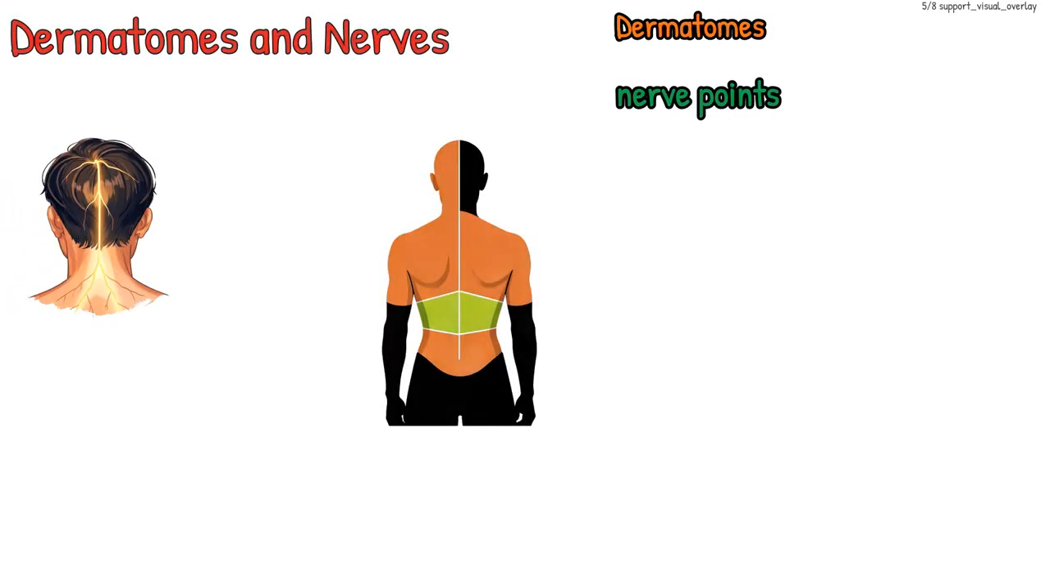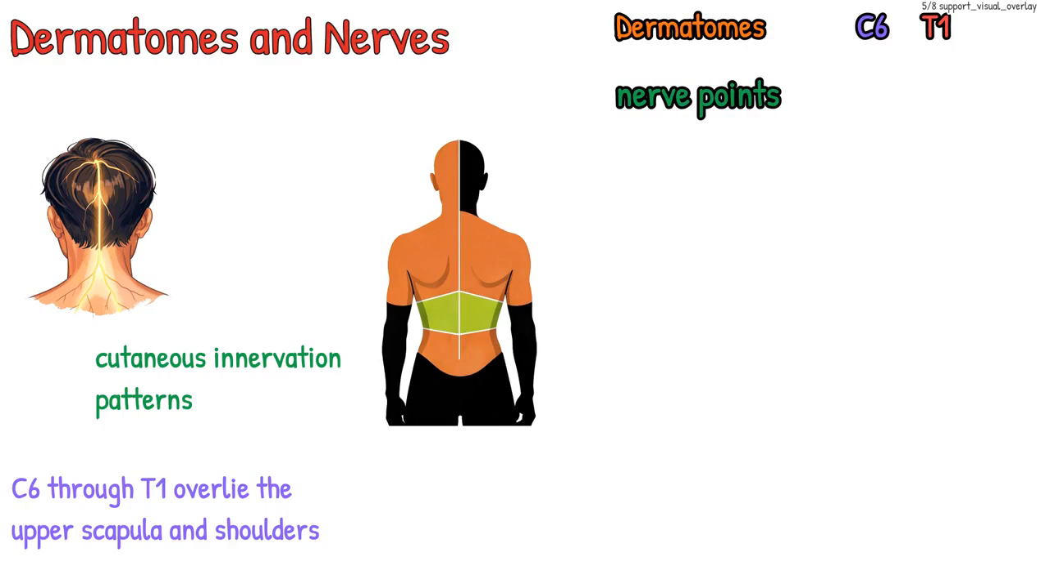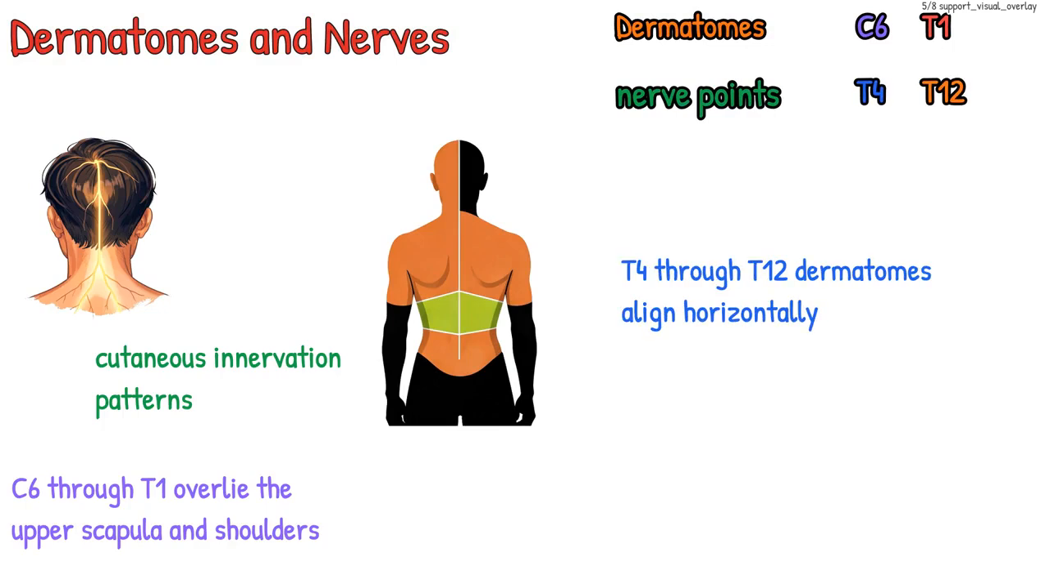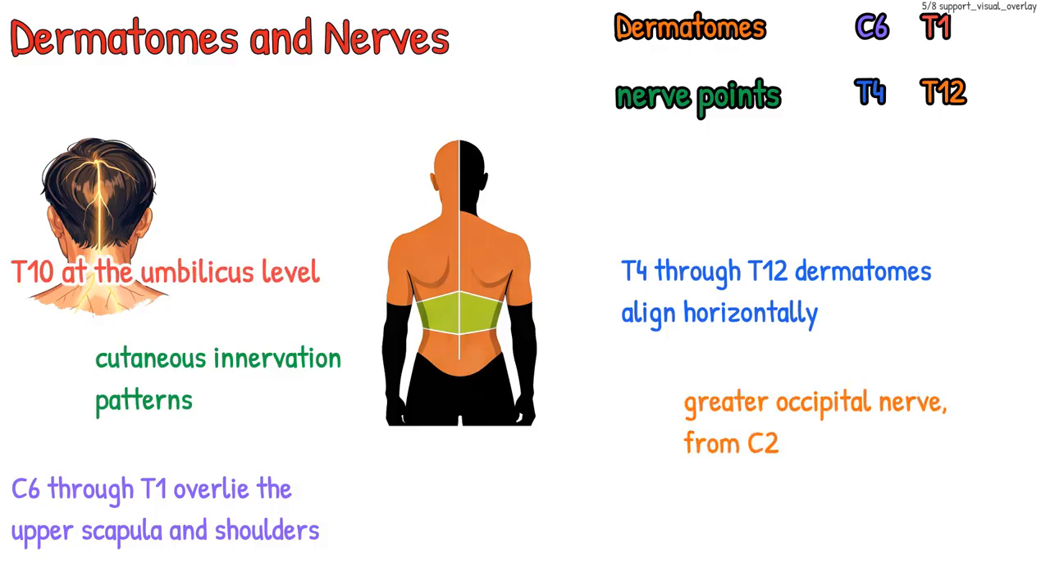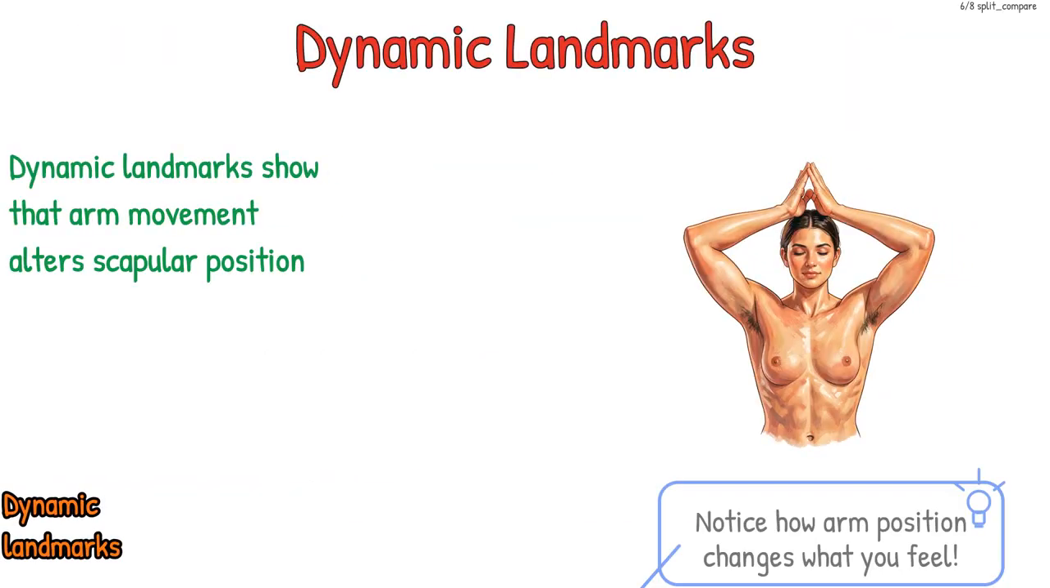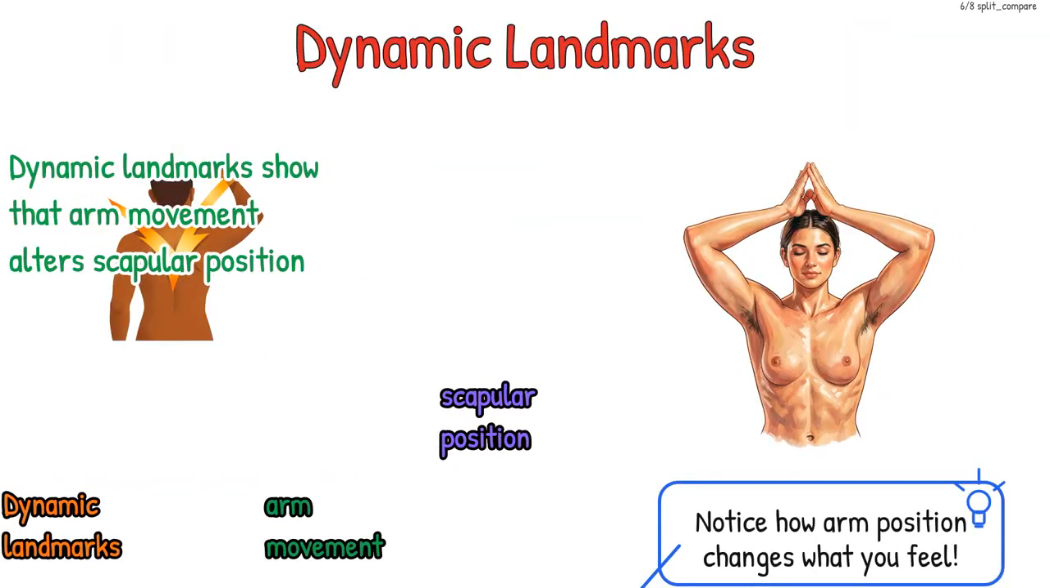Dermatomes and nerve points include cutaneous innervation patterns. C6 through T1 overlie the upper scapula and shoulders. T4 through T12 dermatomes align horizontally, with T10 at the umbilicus level. The greater occipital nerve from C2 exits approximately 2 to 3 centimeters lateral to the external occipital protuberance and is often tender in neuralgias. Dynamic landmarks show that arm movement alters scapular position.